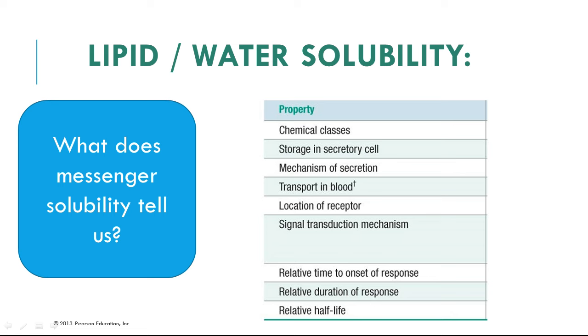Additionally, first identified, the solubility of a messenger, you have a pretty good idea where the receptor is located at the target cell. And then if you know where the receptor is, you have a general idea of what's going to happen, or what's referred to as a signal transduction, how long it will take, how long the reaction lasts, and then relatively how stable that messenger molecule is. That's a lot of information when you just say something is hydrophilic or lipophilic. So the solubility gives you a whole litany of information.